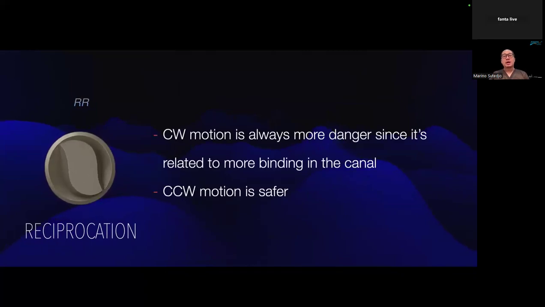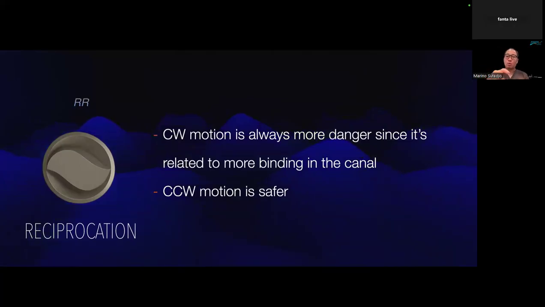So as I told you, the idea is from the balanced force, because clockwise is usually more dangerous, it is related to binding into the canal, and counterclockwise is safer. Therefore, in reciprocating, usually clockwise is smaller and counterclockwise is bigger. And when they are doing the counterclockwise, that is the time they are cutting the wall of our root canal system or root canal surface wall.